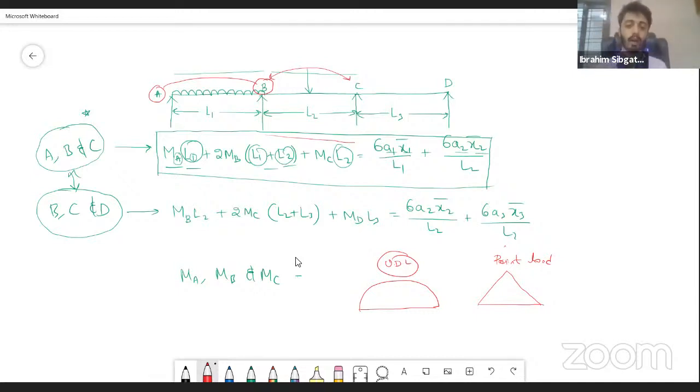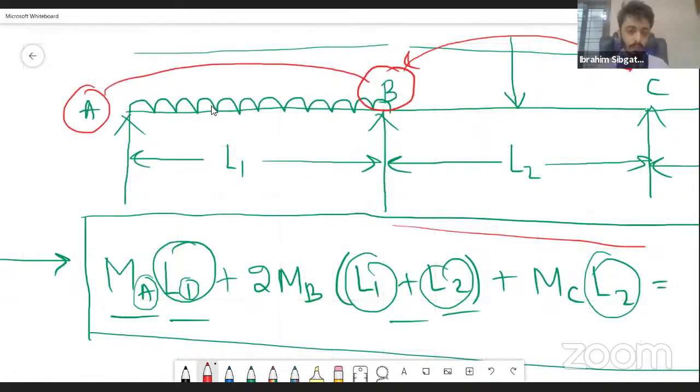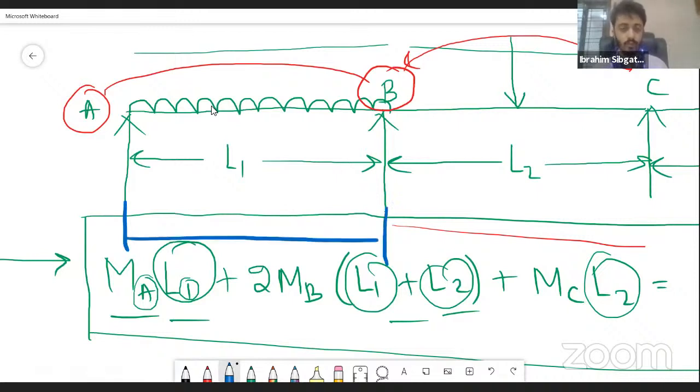Now coming to X bar, X1 bar and X2 bar, these are the centroidal distances of the bending moment diagram. So what exactly is this X1? Let me just zoom into this. So let's say that we have got a bending moment diagram over here. So this is the bending moment diagram.